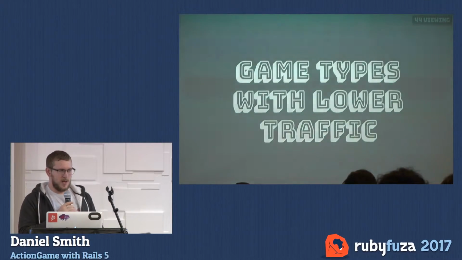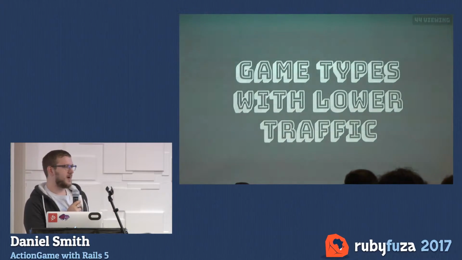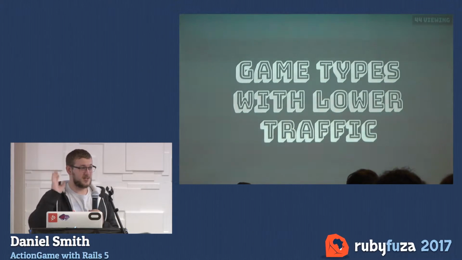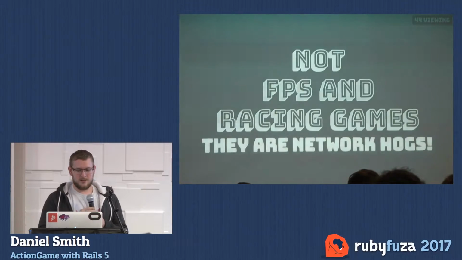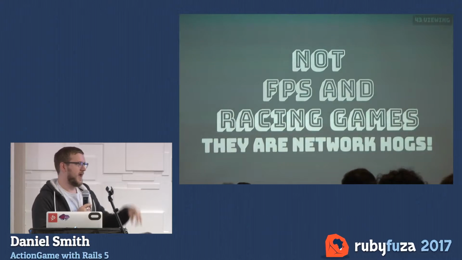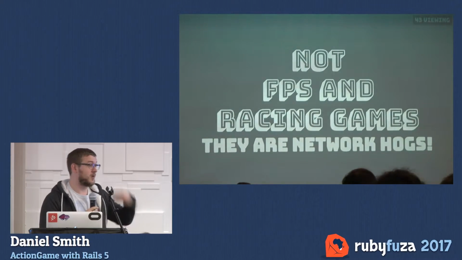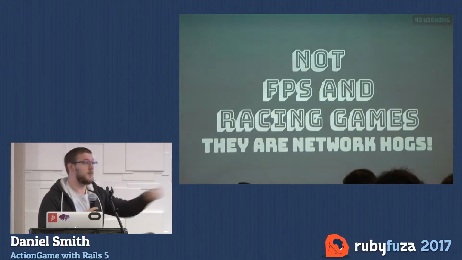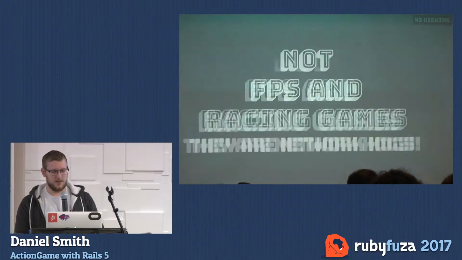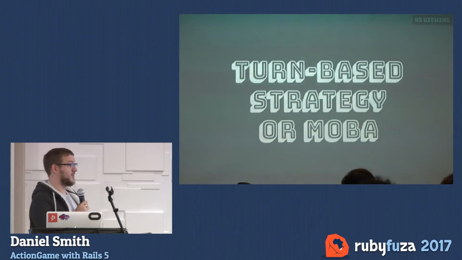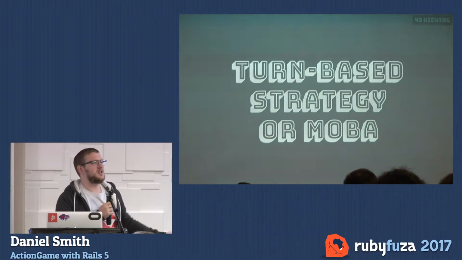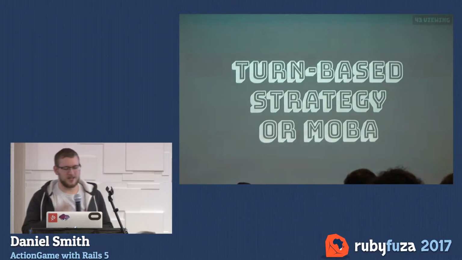Okay, so I also had to find a game type that I could build that doesn't have as much traffic, because of sending messages constantly. So FPS and racing games are out of the question, because you move and every game tick you've got to say I'm moving forward, I'm moving forward, I'm moving forward. Hey server, did you know I'm moving forward? I'm shooting that guy now. It's too much for Rails. So I thought maybe a turn-based strategy, but I thought you could build a turn-based strategy with HTTP. So what's the big deal?